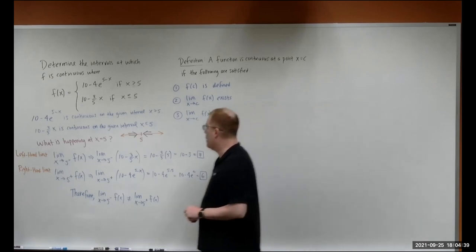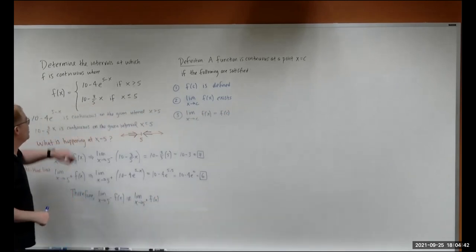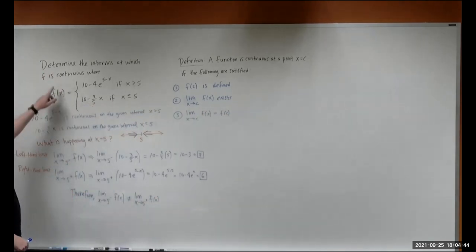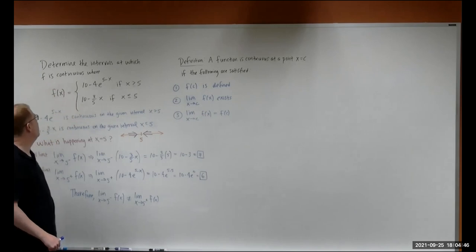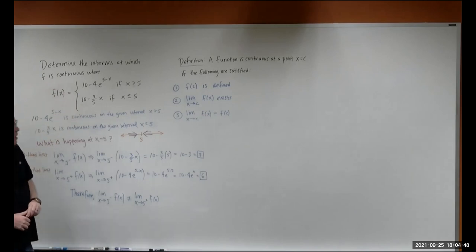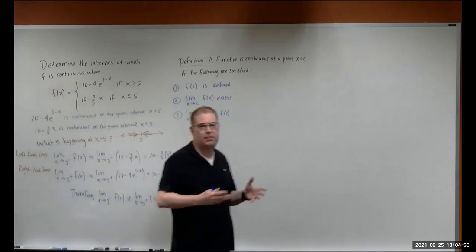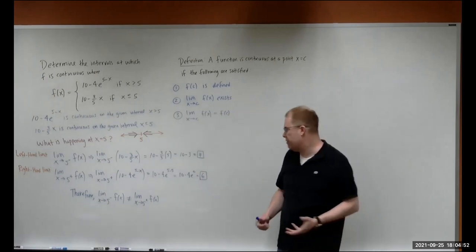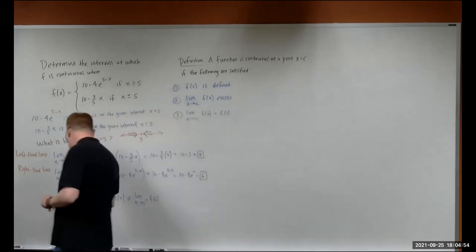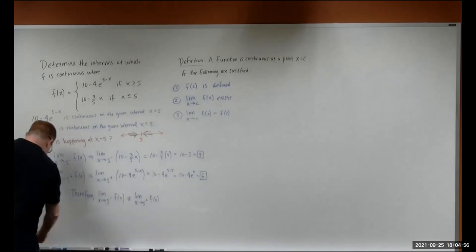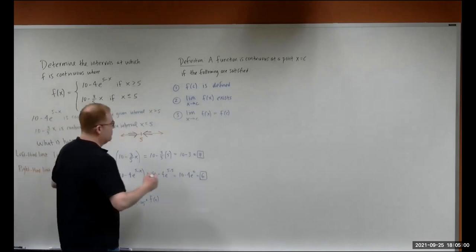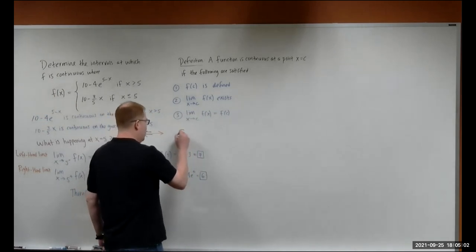Going back to the question, it says to determine the intervals at which the function is continuous. That means it's going to be continuous everywhere except x equals 5. So we can write our solution this way. Our solution is this.